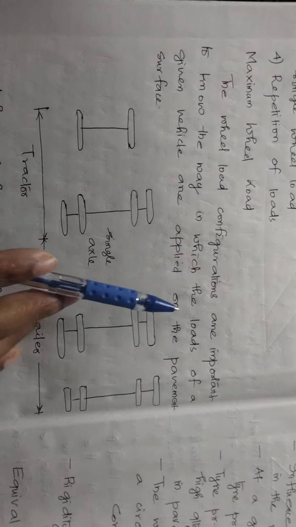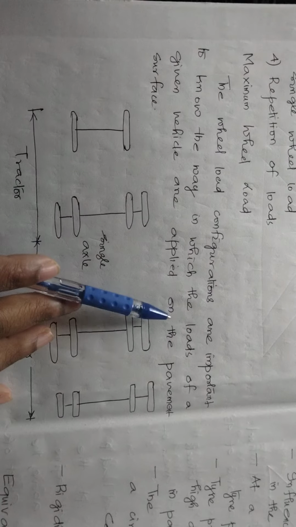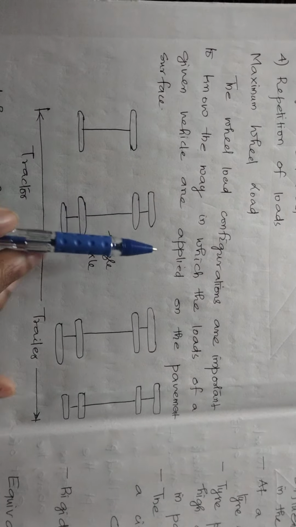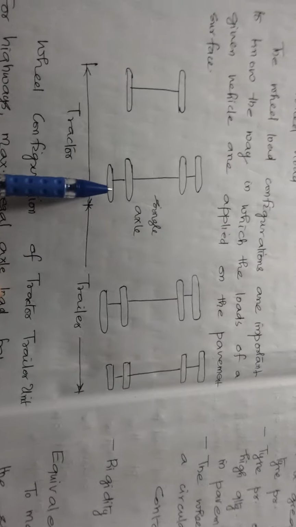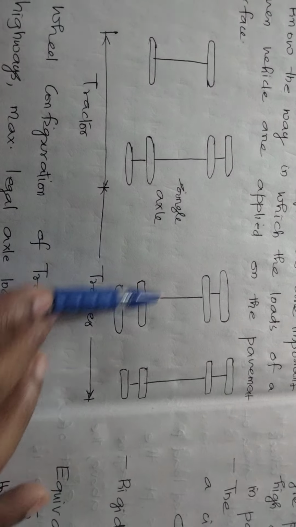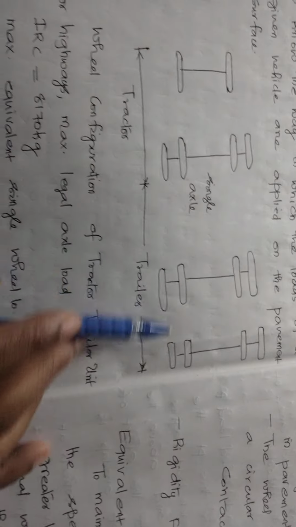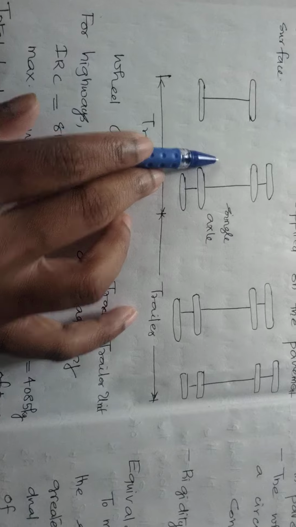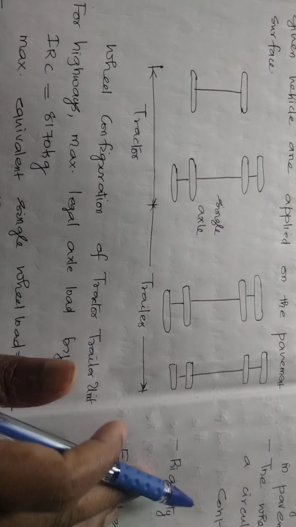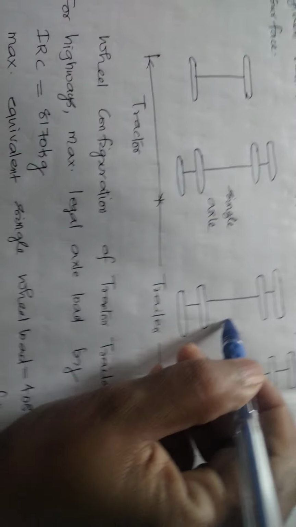Wheel load configurations are important to know the way in which the loads of a given vehicle are applied on the pavement surface. So this is the single wheel load. For a tractor trailer, this is the trailer case, and this is the dual wheel load axle. So this is the wheel load configuration of the tractor trailer unit. This is the tractor unit and this is the trailer unit.